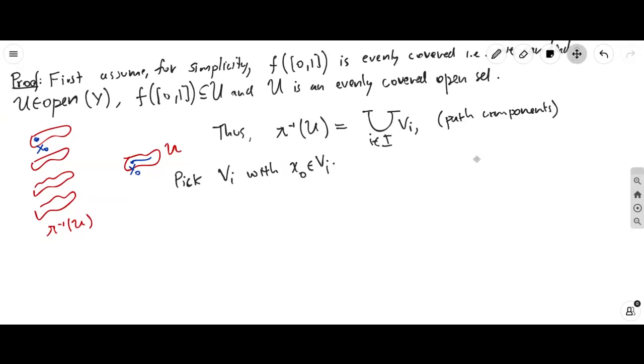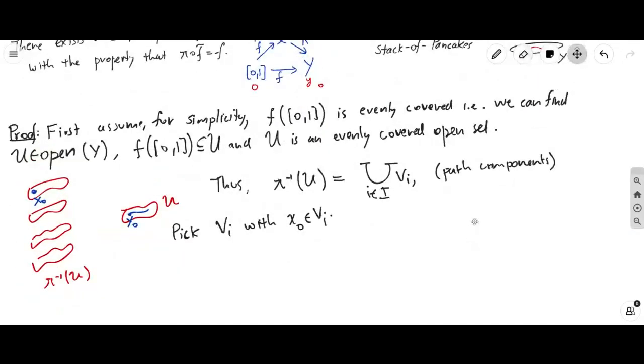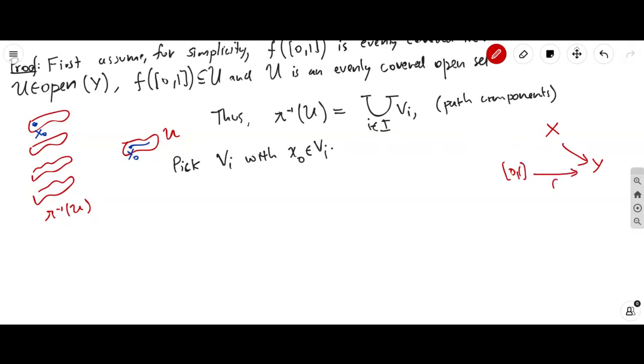And now here's the idea. I'm going to redraw this picture for you again. What are we trying to do? I'll draw it over here in the corner. We have the following diagram. We have x, we have y, we have [0,1], and here we have f. This is pi, and we're trying to construct this f tilde. The property that we want is f equal to pi composed with f tilde. This is what we want.